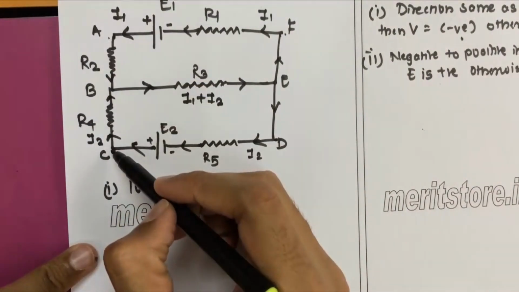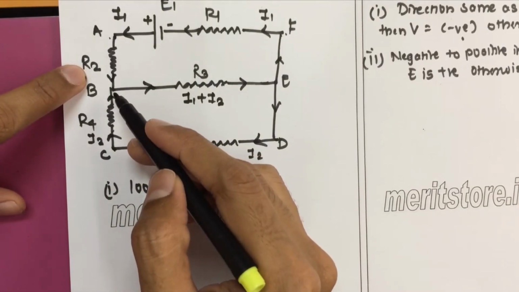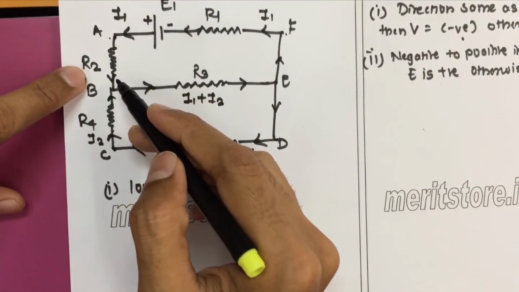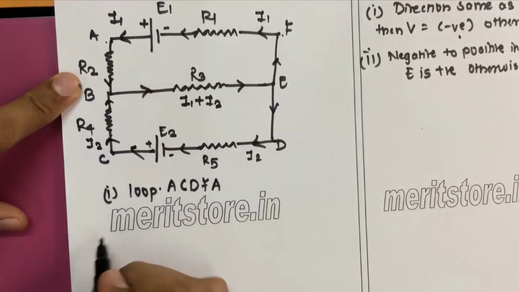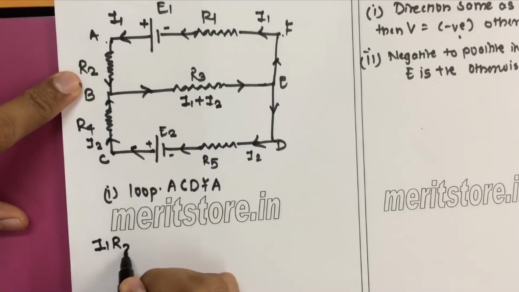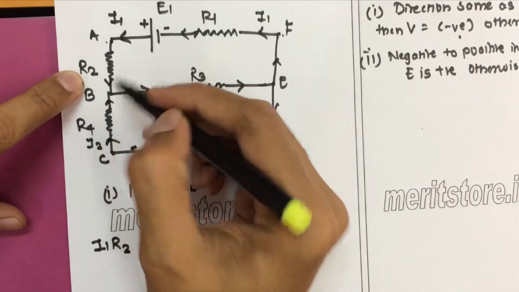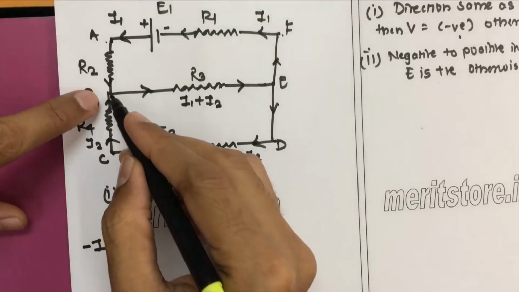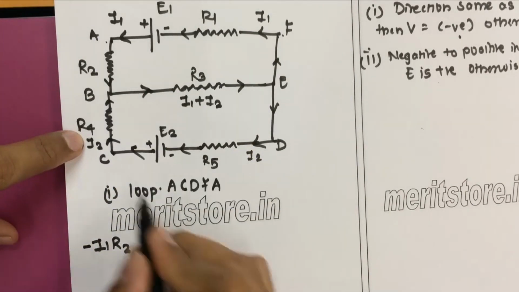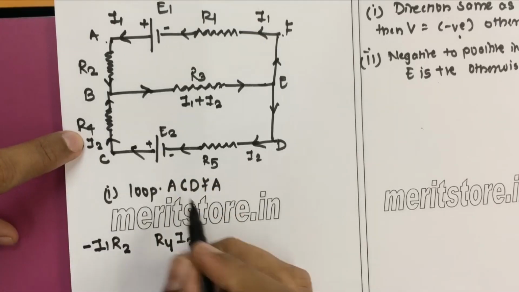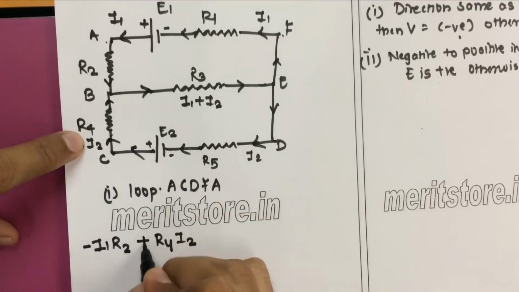Now we move from A to C first. We see that between A and C there are 2 resistances, the first being R2. The voltage across a resistance is given by current times resistance. The current here is I1, and the resistance is R2, right? We are going in the same direction as the current, so it will be minus. Again we come down, we get another resistance R4, and we get another current I2. Now we are going in the opposite direction to the current, so we get plus.